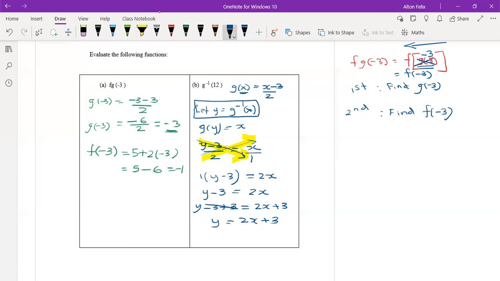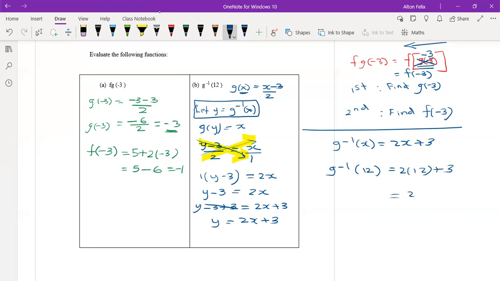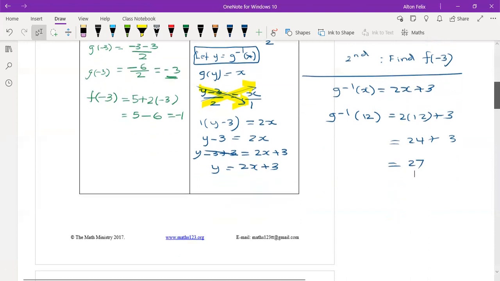So we can conclude by saying that g inverse x is equal to 2x plus 3. Of course, the sum does not stop there. It asks us to find the value for g inverse of 12, which will be 2 multiplied by 12 plus 3. 24 plus 3, 27. So that'll take care of question number 1.